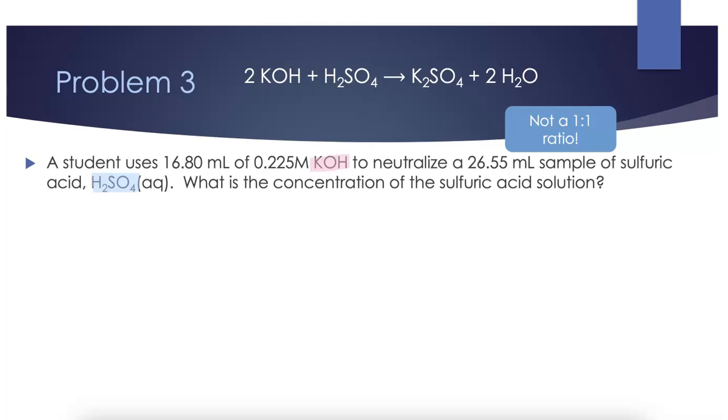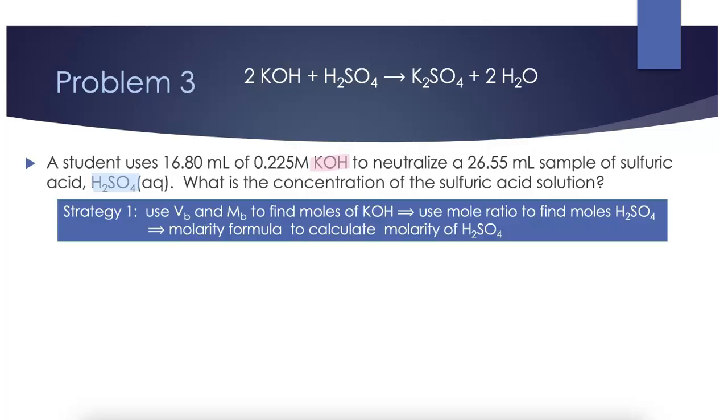That 2-to-1 ratio. That's going to be really important. So our strategy here is we can use the volume and the molarity of the base to find the moles of KOH. And once we know the moles of KOH, we can use our mole to mole ratio to find the moles of H₂SO₄. If we now know the moles of H₂SO₄ and we know the volume of the H₂SO₄, we can calculate the molarity. And so that's the first way to solve this problem.